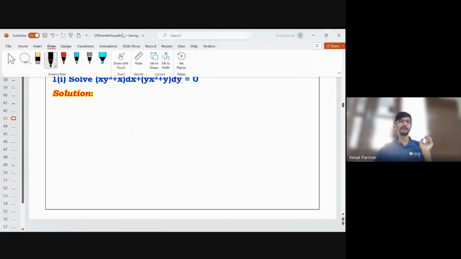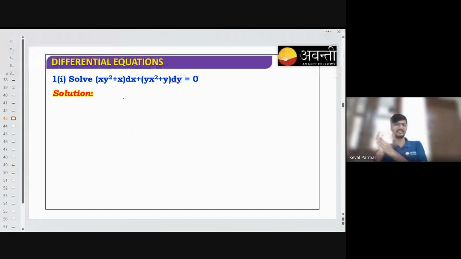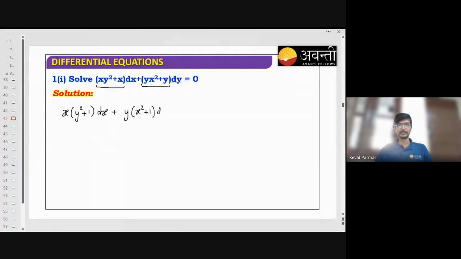Here, again, we have to simplify and get all the x terms with dx and y terms with dy. So here, from this, I can take x common. From this, I can take y common. So my equation will look like x into y square plus 1 dx plus y into x square plus 1 dy is equal to 0.